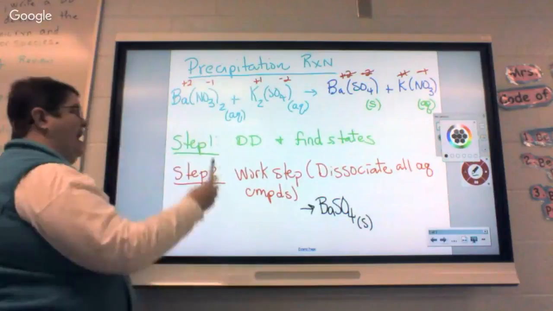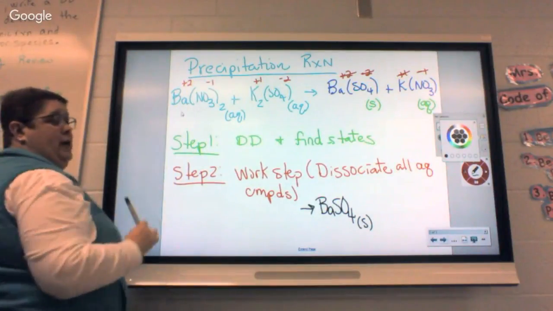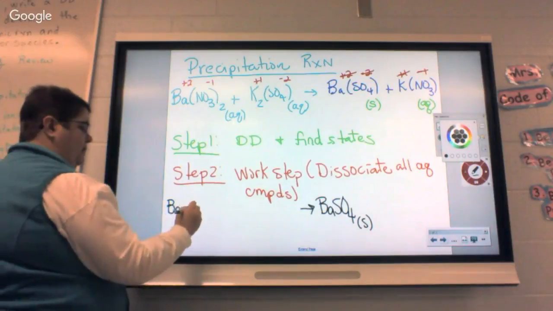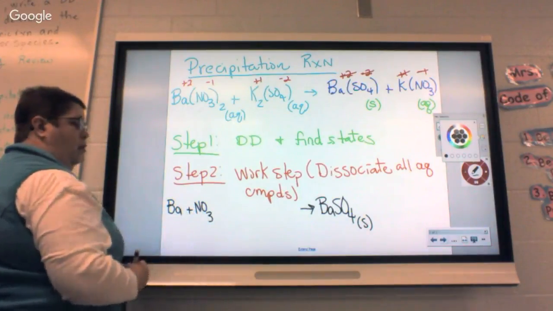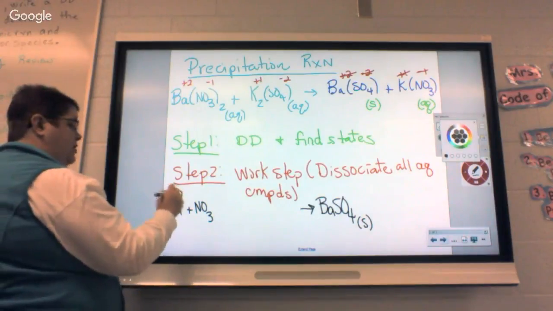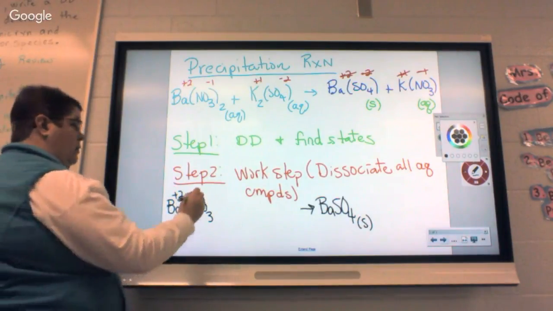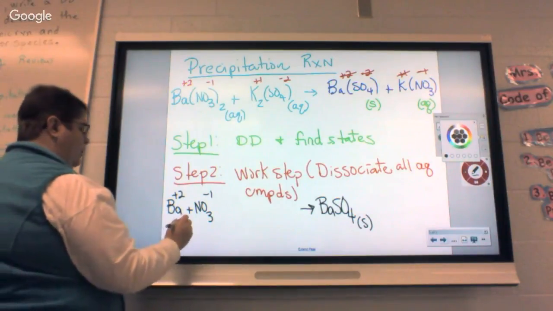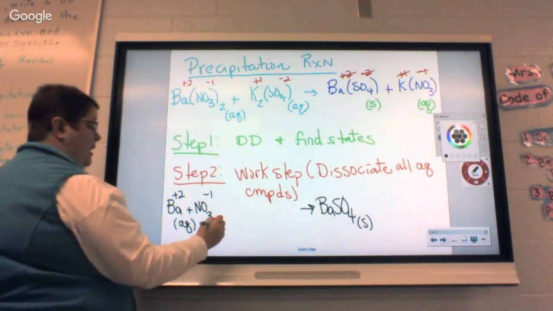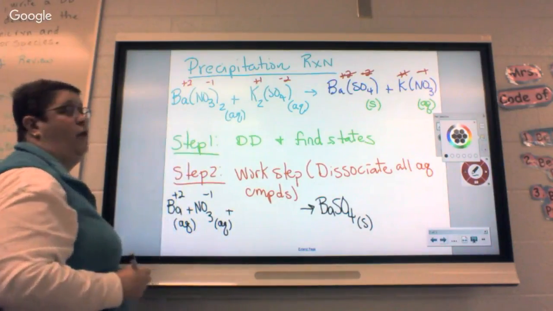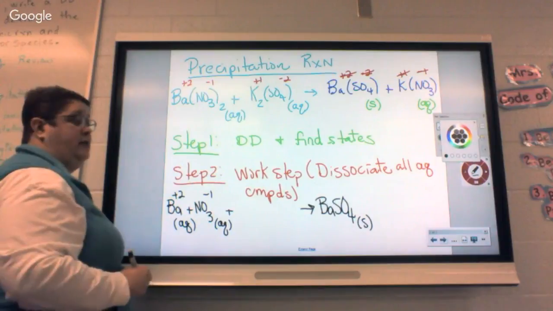So, what ions make up BaNO3? Ba and NO3. What oxidation number does Ba have? What oxidation number does NO3 have? And they're what states now? They were aqueous, they're still aqueous. Plus K2SO4. What ions make up K2SO4?